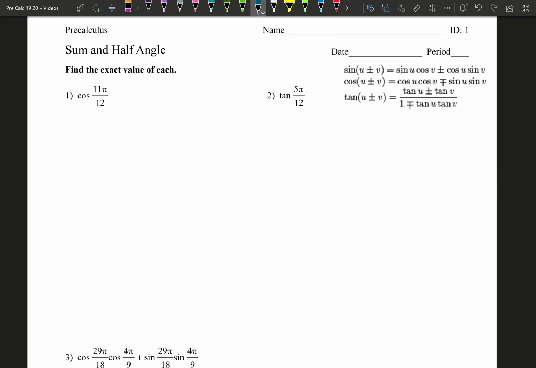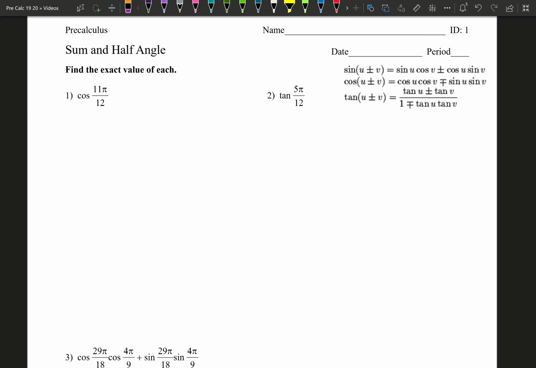If we're taking cosine of 11 pi over 12, what we need to do is first rewrite that 11 pi over 12 as a sum or a difference of two angles that we know the sine, cosine, and tangent values of. So for example, how do we get to 11 pi over 12? Well, we could do 5 pi over 12 plus 6 pi over 12, which doesn't really work because 6 pi over 12 simplifies to pi over 2. Great, we know the sine and cosine values for that, but not really for 5 pi over 12.